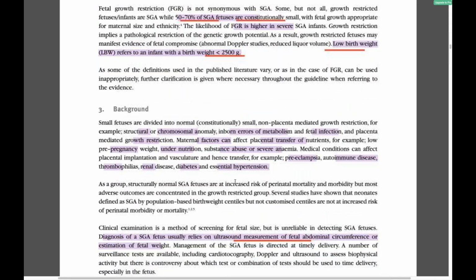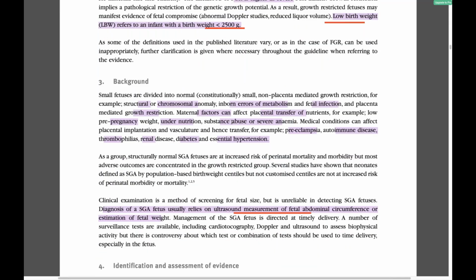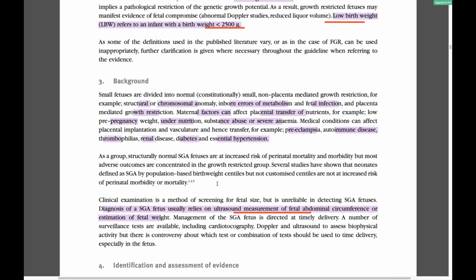Yes. Now these are the factors where the baby can grow small. This I have already summed up. I already told you in the PowerPoint presentation, so I'm not speaking that again. Okay.